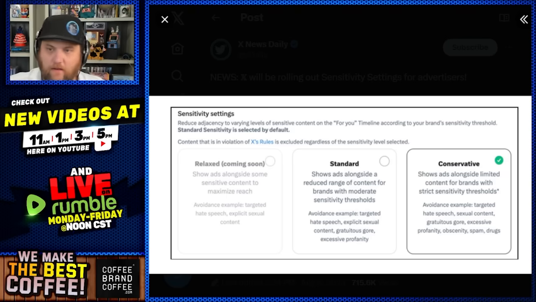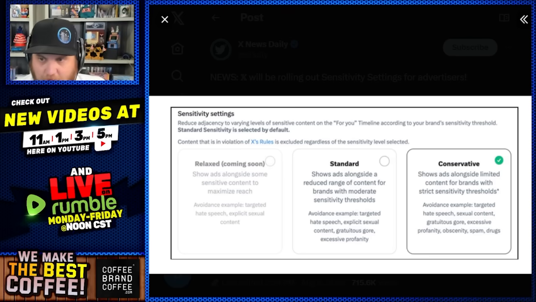The wording was not great. You have: sensitivity settings reduce adjacency to varying levels of sensitive content on the For You timeline for your brand's sensitivity threshold. Essentially, this is a tool that advertisers have so you can say, well, I don't want my ads to appear next to these type of things, right? So you can choose conservative, which I would have used the word safest or something like that. But anyway, people were a little triggered, like, oh, why did they use conservative? Are you going to ban conservatives? No, that's not what it means.